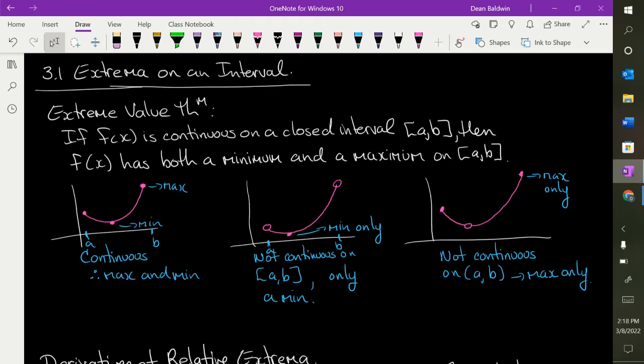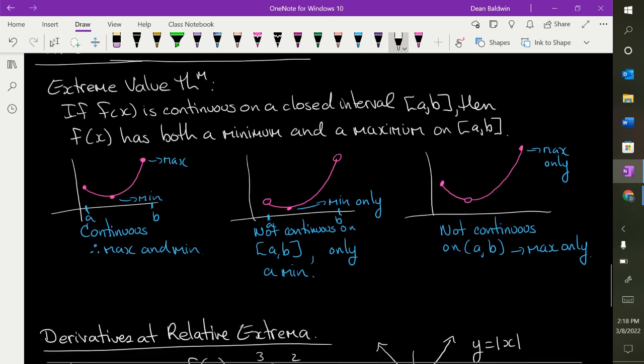3.1. This is extrema on an interval. So we're going to start with the extreme value theorem, which says if f of x is continuous on a closed interval AB, then f of x has both a min and a max on that interval.